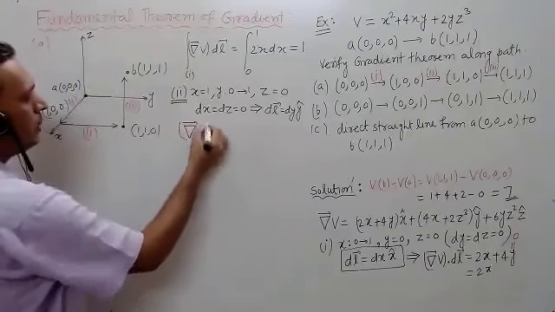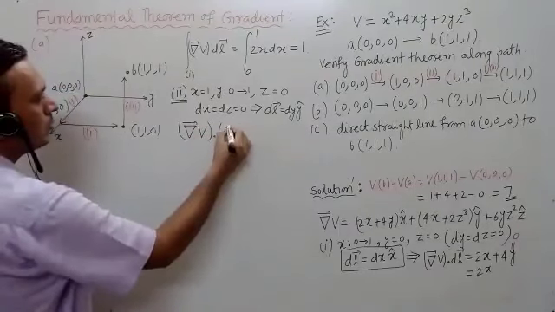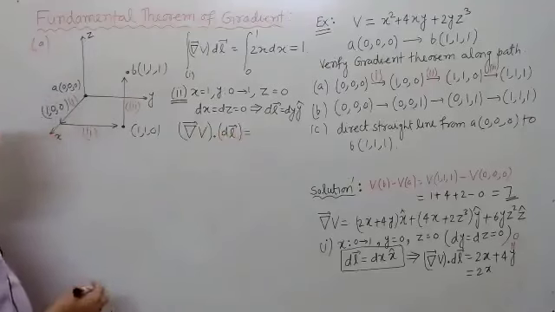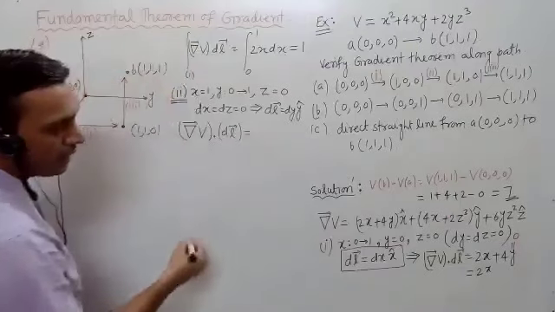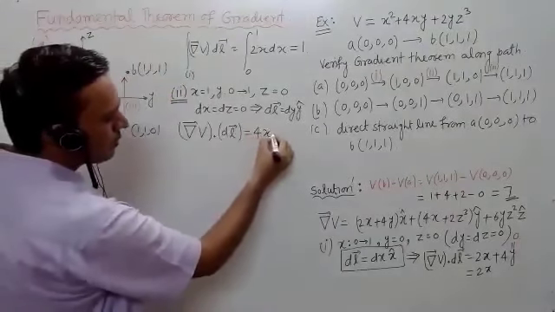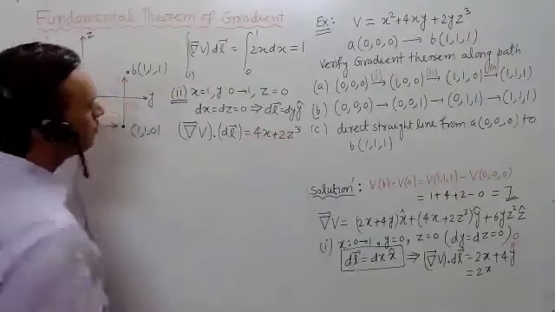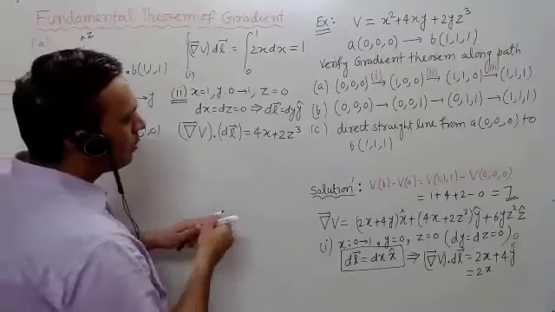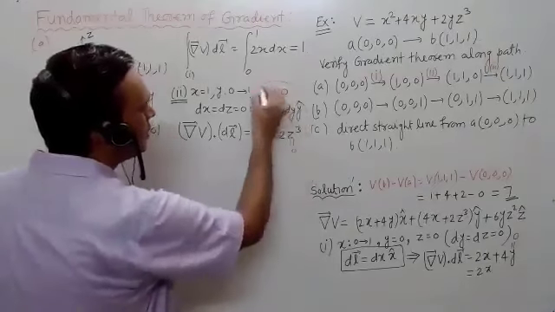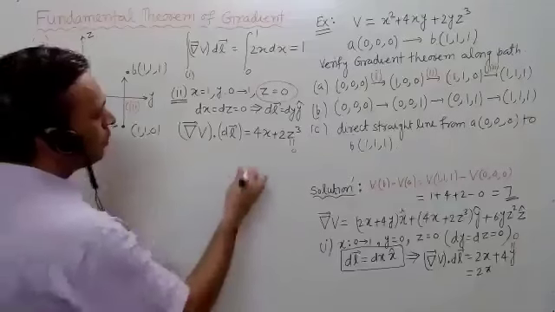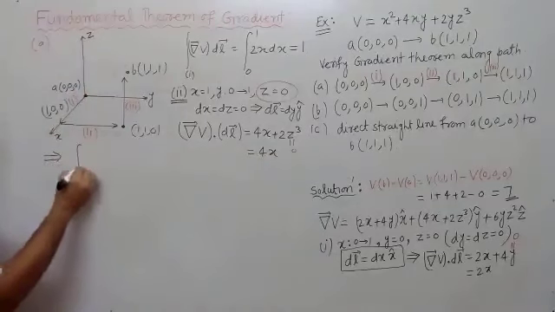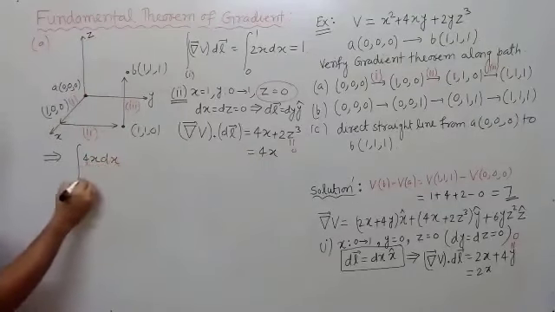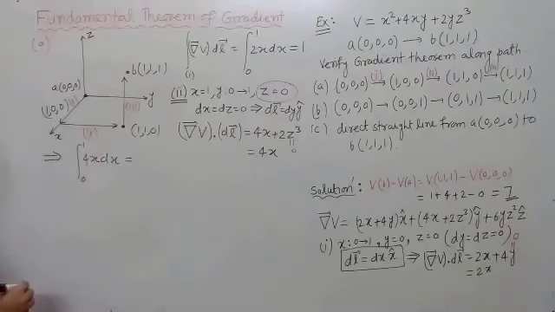So what will be gradient v dot dl? So this gradient v is given. Take dot product with y cap. So you will get 4x plus twice z cube. Now z is 0 here. You can see this z is 0. So this will give you 4x. So integral 4x dx 0 to 1 is, what will be this value?